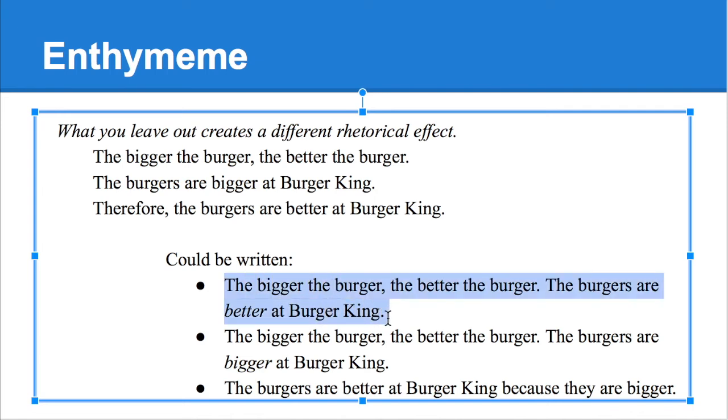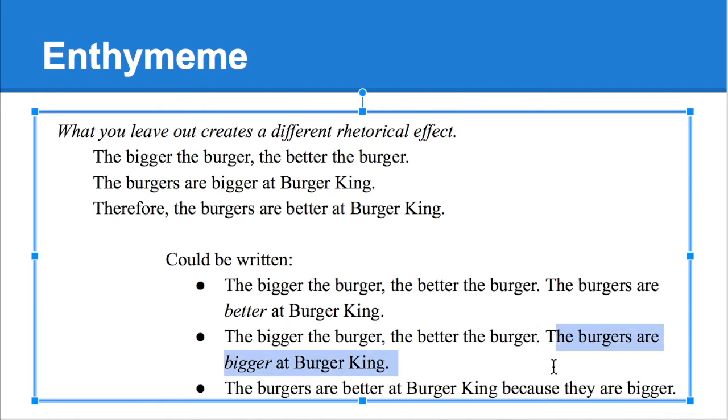right? The bigger the burger, the better the burger, major premise. And the conclusion, the burgers are better at Burger King. We looked at the minor premise. We could take out the conclusion and just have the major and the minor premise. Or we could just take out the major premise and write it like this. The burgers are better at Burger King. That's the conclusion. Because they are bigger. That's the minor premise, the burgers are bigger at Burger King. So here, what we haven't said is that the bigger, the better. We haven't actually stated the major premise.